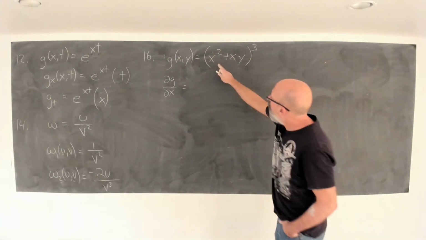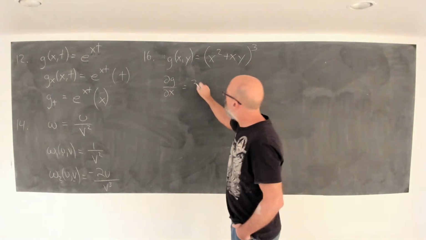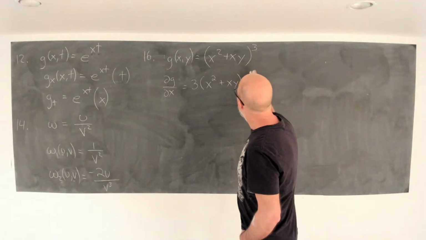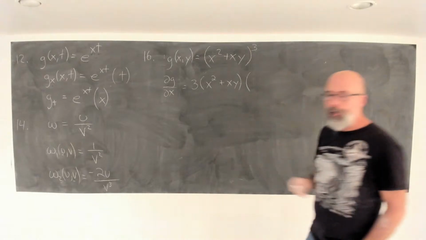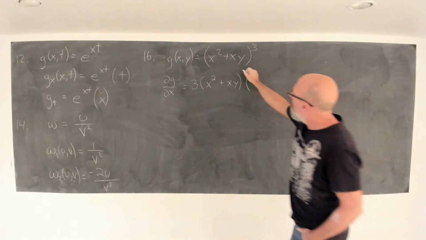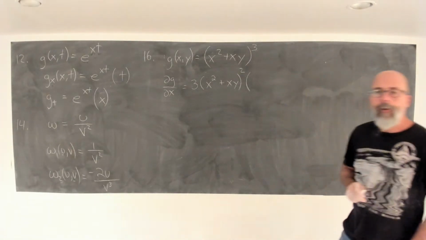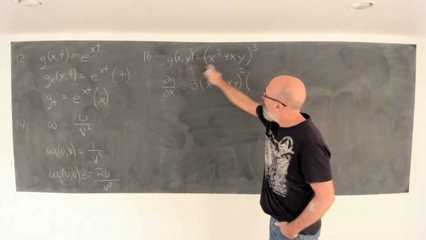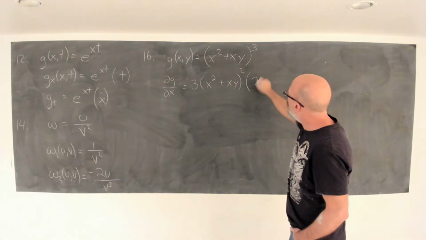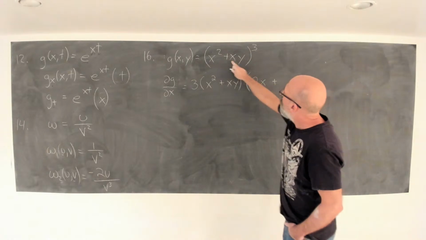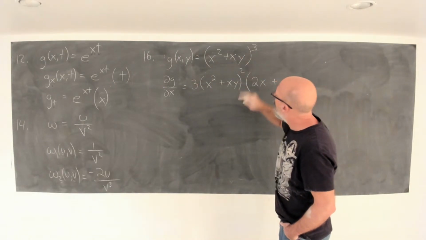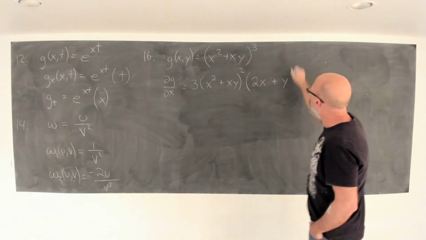What do we have here? We have something cubed. So we differentiate the cube, and then we differentiate the inside, right? Chain rule. Squared, I'm just taking squared here. And then you differentiate the inside. Derivative of x squared with respect to x, that is 2x. Derivative of xy with respect to x, y is treated as a constant. Derivative of x is 1.